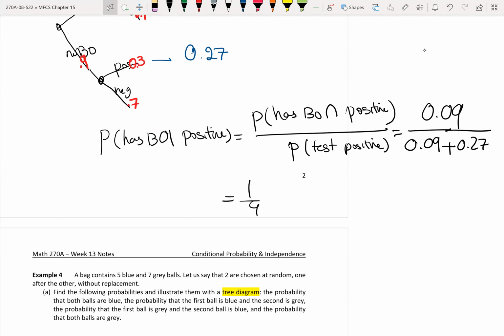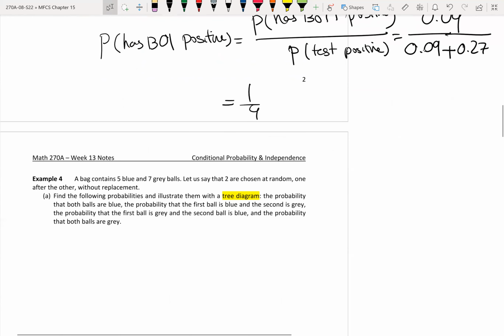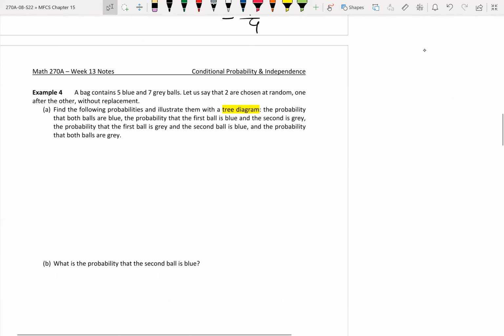You can trust your test only 25%, right? That's what it says. If the test is positive, what is the probability of the person is actually sick? 25%, which is really horrible, right? In reality.